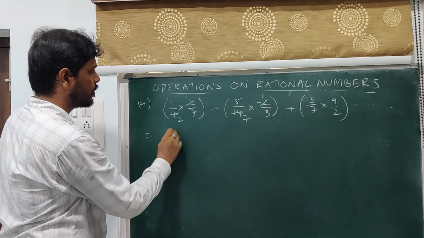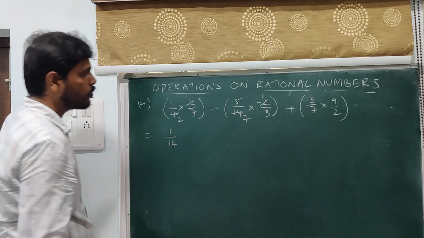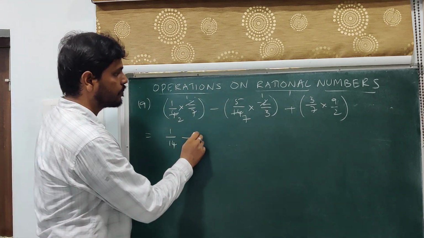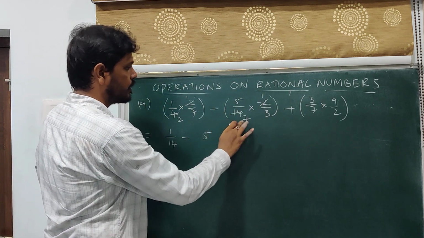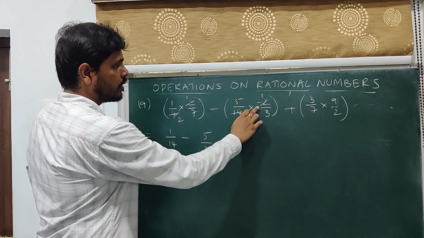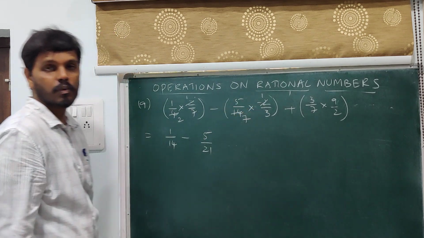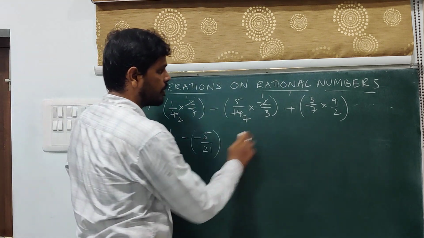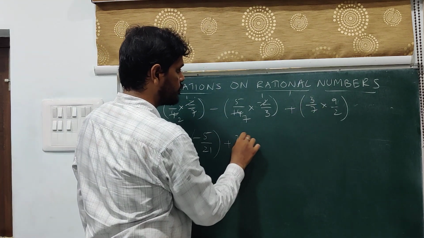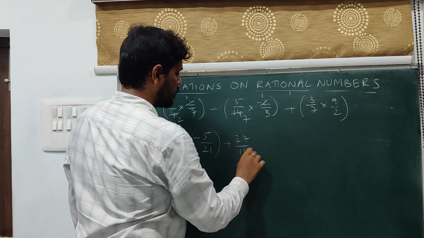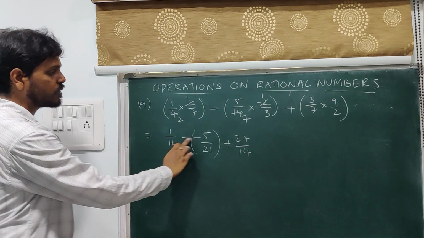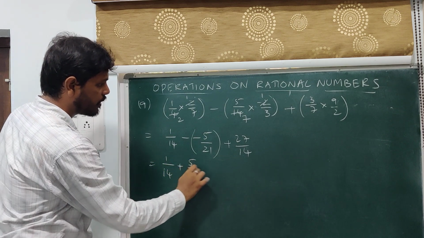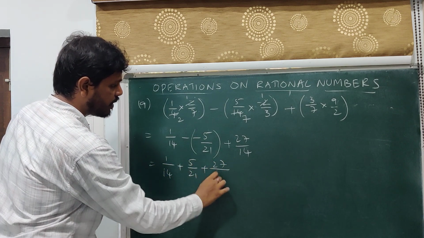1 into 1 is 1. 2 7s are 14. Now there is no negative sign, so I am not keeping a bracket here. Minus 5 into 1 is 5. 7 3s are 21. Positive and negative, different signs multiplication, you will get a negative number, so keep a bracket. Then 3 9s are 27, 7 2s are 14. Now this is minus into minus is plus. So 1 by 14 plus 5 by 21 plus 27 by 14.